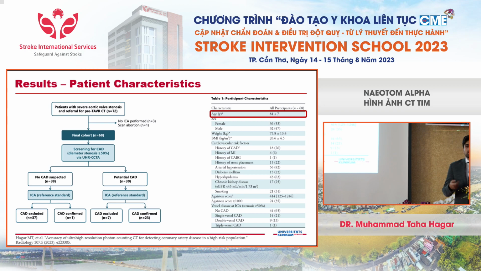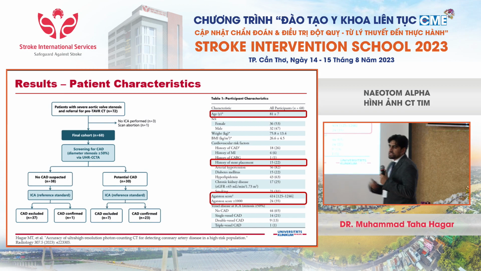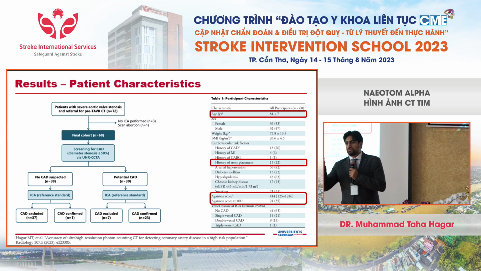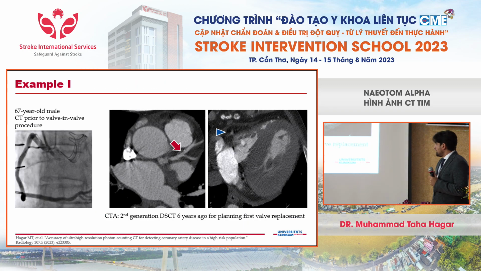And when you look at the patient population, the mean age was 81, and it was balanced among genders, and 22% had prior stent implantation, whereas 35% presented a coronary Agatston score, a calcium score, over 1,000. And this is an underestimation because obviously you don't count segments that have been stented. I want to show you two examples of this study population.